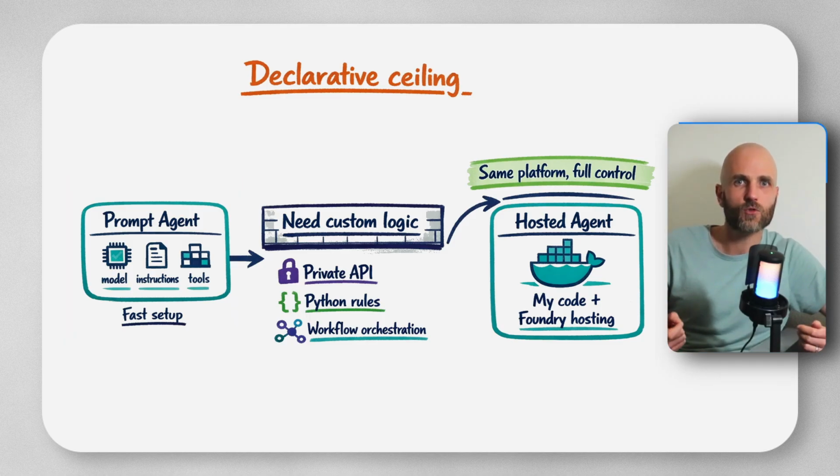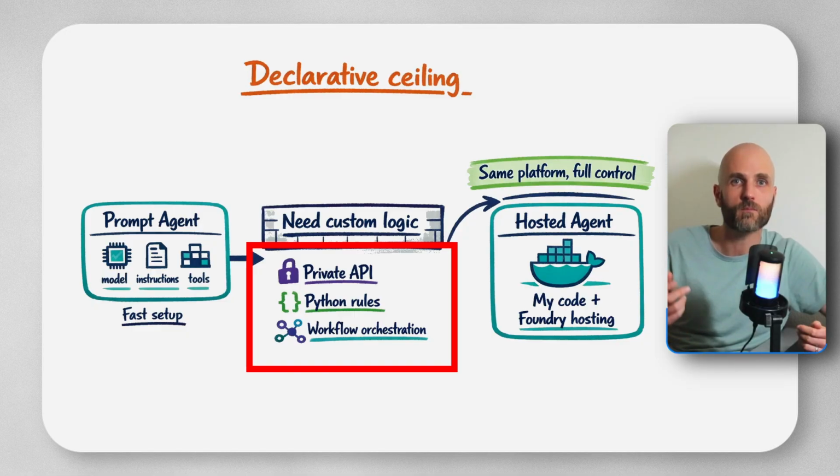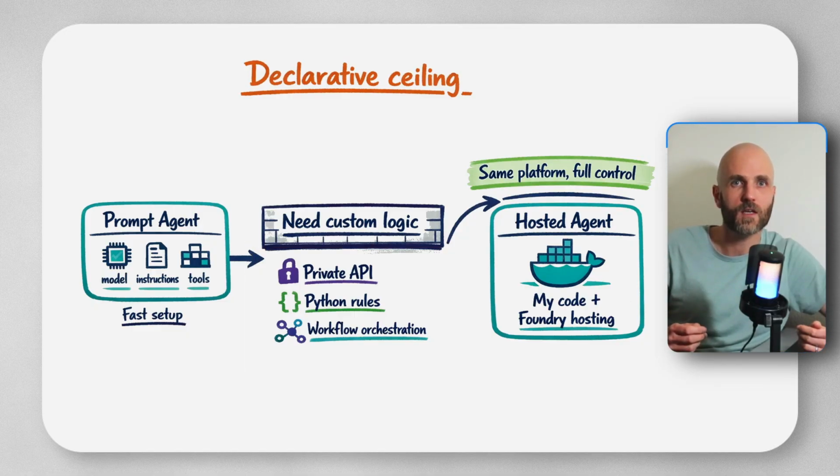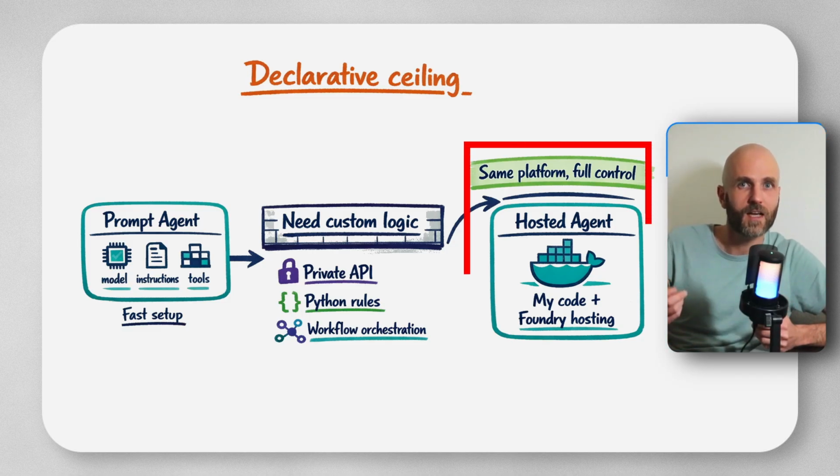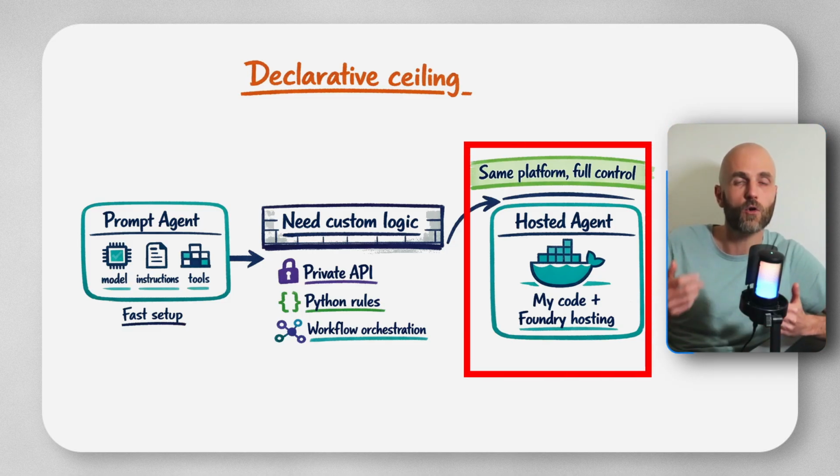But then I need to call a private API behind my company firewall, or run custom Python logic, or maybe orchestrate a real workflow with something like LangGraph, and I realize I'm stuck in configuration. So the shift here is quite simple. I keep Foundry as the managed platform, but I bring my own code.